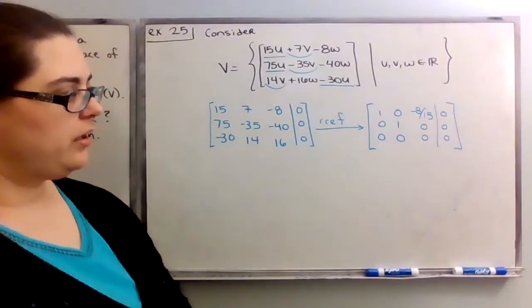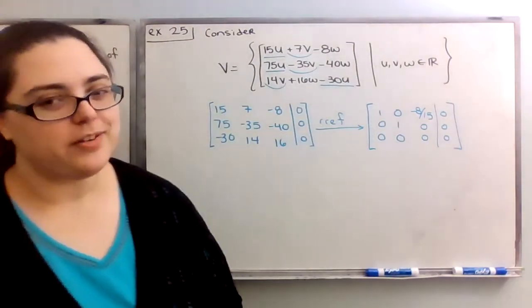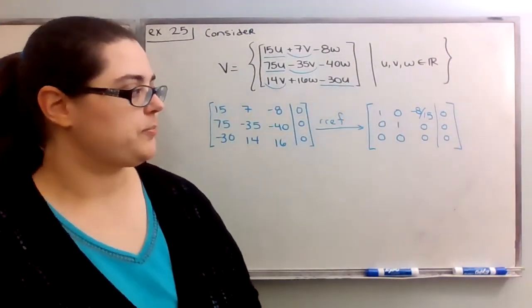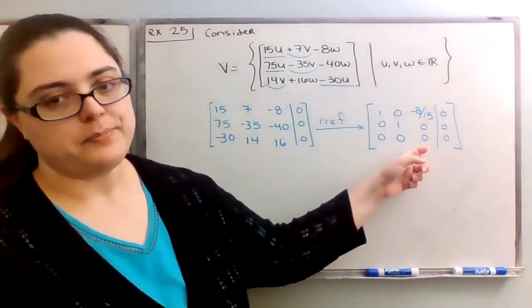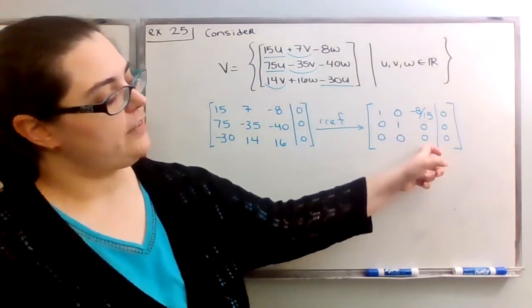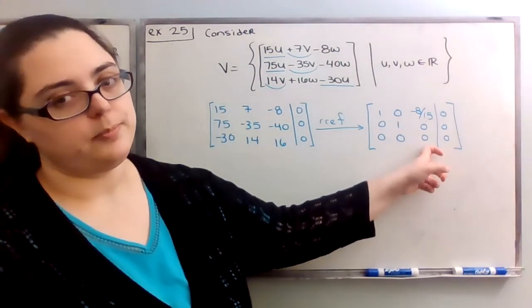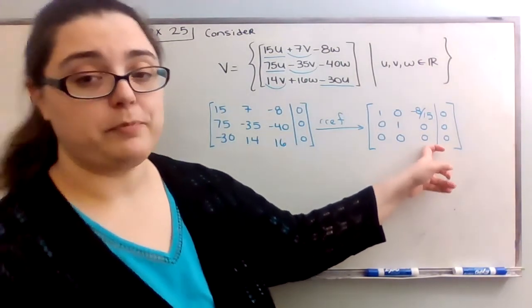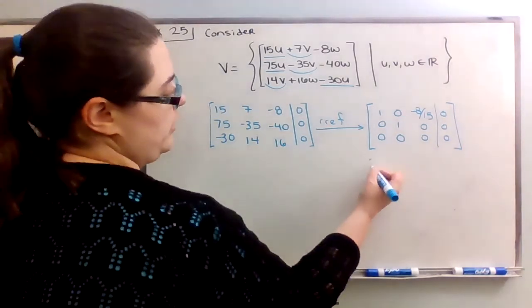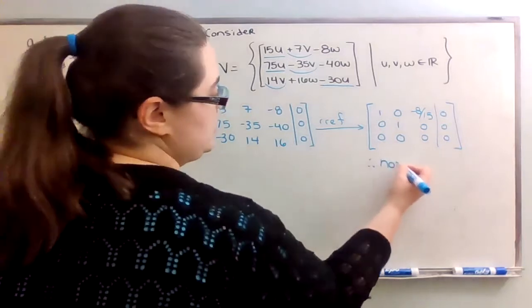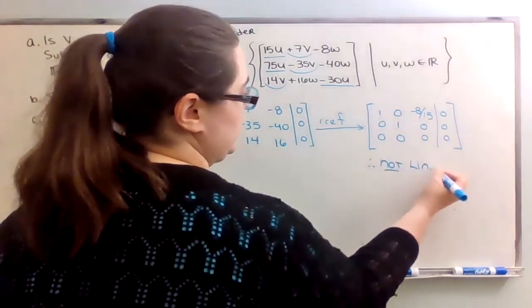So are we linearly independent or not? What does this matrix tell us? Well, it tells us that we have a row of zeros at the bottom and that we do not have a pivot position in the third column, which means we're going to have parametric solutions. So therefore, they are not linearly independent.